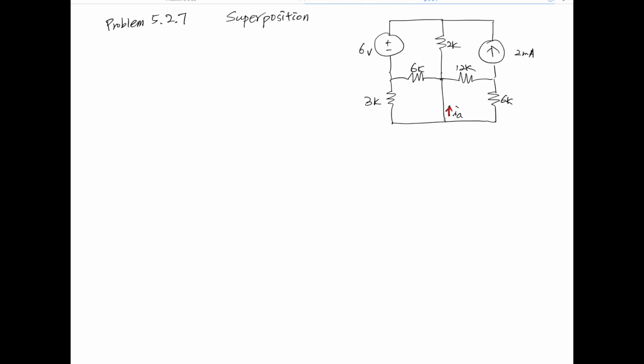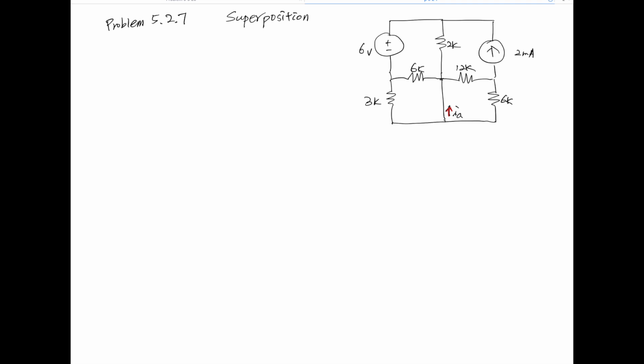Let's work on problem 5.2.7. In this problem, we need to use the superposition technique. In the superposition technique, we need to turn off all the independent voltage sources and current sources. When you turn off a voltage source, we make it a short circuit. When you turn off a current source, we make it an open circuit.